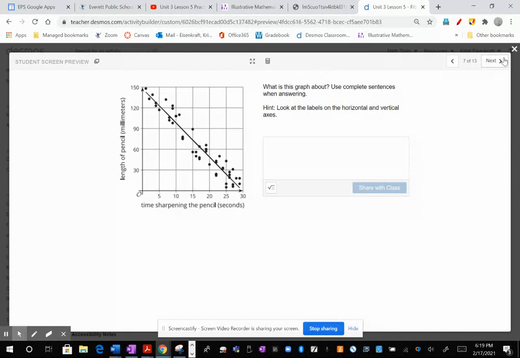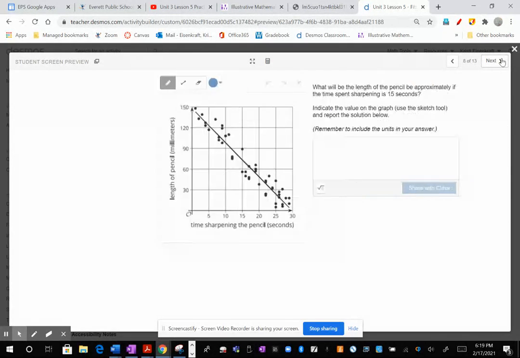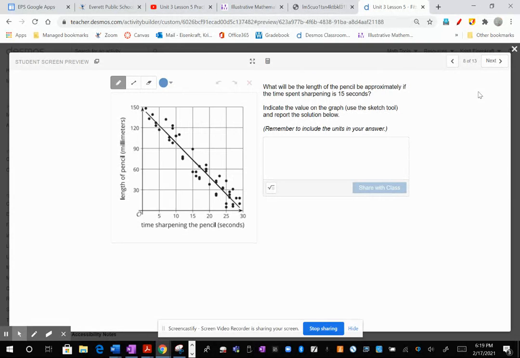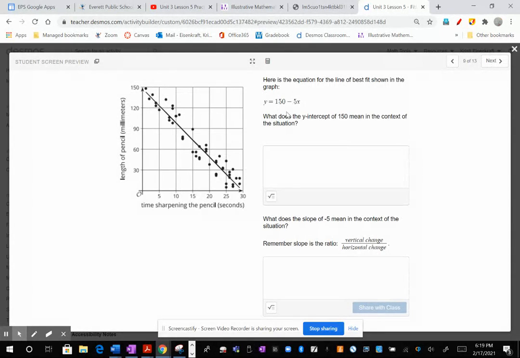Finally, they are going to ask you to not only draw that line and describe whether it is a good line, does it really model the trend, but more specifically, what is that trend line saying about your two sets of data? So here we would have the length of the pencil and the time sharpening the pencil. And it looks like as the time sharpening the pencil increases, you're sitting at the sharpener forever, the length of your pencil is going to decrease. And that line of best fit can oftentimes give us an equation.